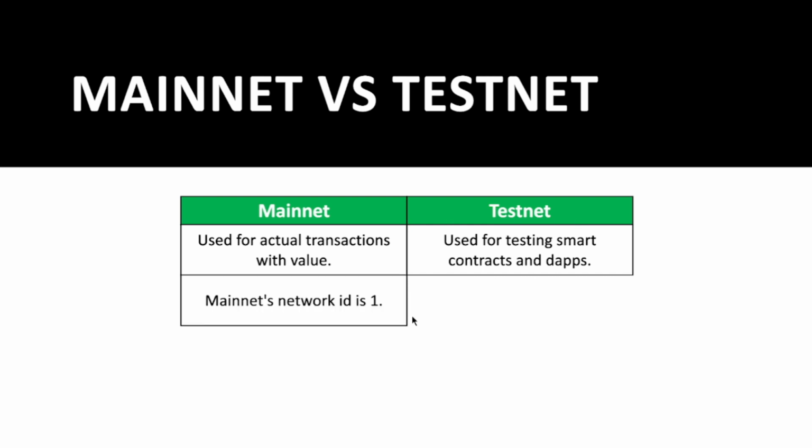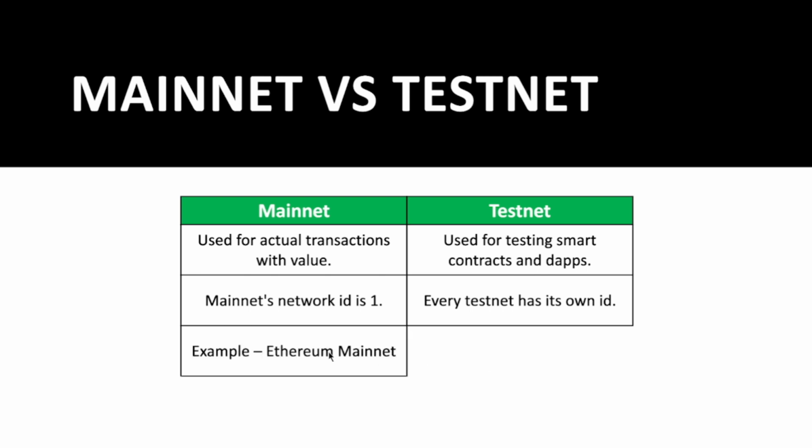When I'm talking about the main network for Ethereum blockchain, the network ID is 1. And talking about test networks, every test network has its own ID. You do not need to go into the details of these IDs. I'm just telling you so that you are not confused whenever you see the term network ID. For main network, we have only Ethereum mainnet, the real Ethereum blockchain. And for testnet, we have goerli. I think the network ID of goerli is 3 or 4. I'm not sure. We will see that.